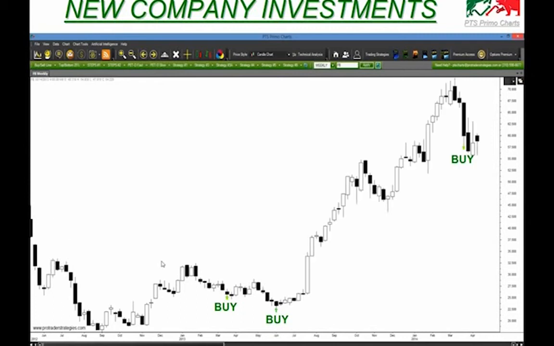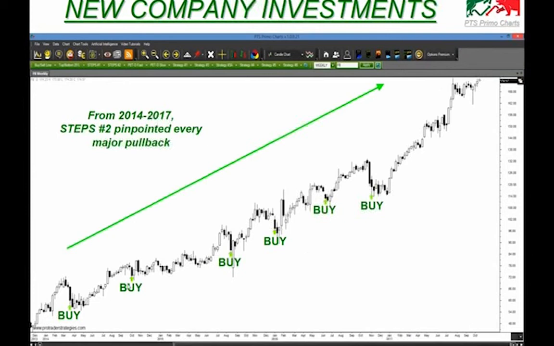And we all know what's happened in Facebook. Now, these are weekly charts. In 2014, we had a very strong sell-off in Facebook after it had made new highs. But look what happened. Another step 2 buy setup was generated. And if we go forward on the next slide, we see that from 2014 all the way to 2017, step 2 pinpointed every major pullback in Facebook.